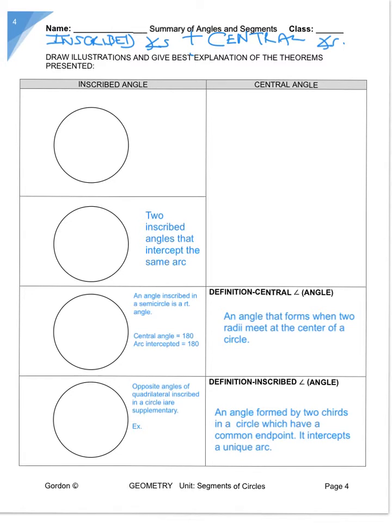Okay, so here we have two types of angles. We have our inscribed angle, then we have our central angles. Now let's first speak about what an inscribed angle is. So let's look at the definition right here. Definition of an inscribed angle. An inscribed angle formed by two chords, please fix that right there, you should say chords, very good, in a circle which have a common endpoint. It intercepts a unique arc. So it's an angle formed by two chords in a circle.